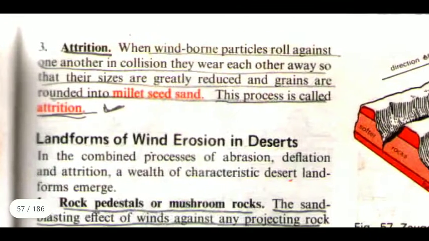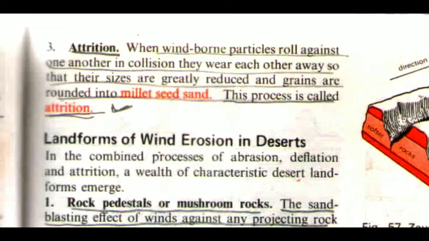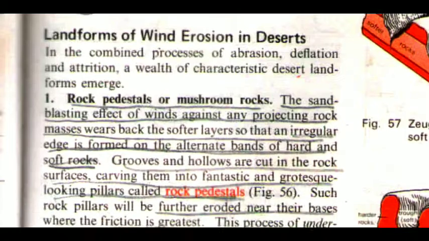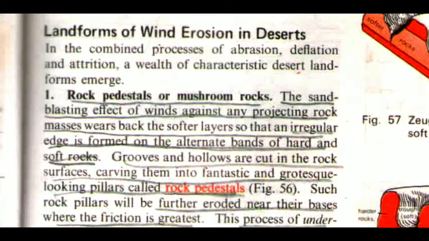The third one is attrition. When wind-borne particles roll against one another in collision, they wear each other away so that their sizes are greatly reduced and grains are rounded into millet seed sand. This process is called attrition. Now we are going to read landforms of wind erosion in deserts. In the combined processes of abrasion, deflation, and attrition, a wealth of characteristic desert landforms emerge.